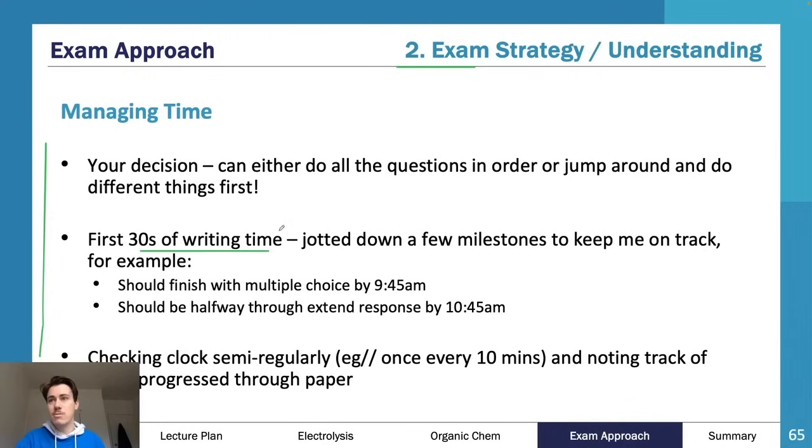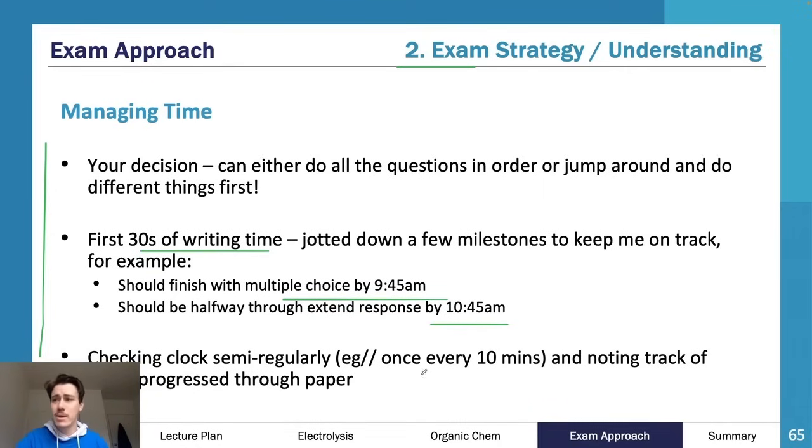In the first 30 seconds of writing time, I would really jot down some milestones to keep yourself on track. If that is finish multiple choice by 9:45, should be halfway through extended response or short answer by 10:45, whatever it is. You just need to jot down some milestones. These are just examples. I don't want you to take those as the Bible. You just need to figure out for yourself what are some milestones to keep you on track.